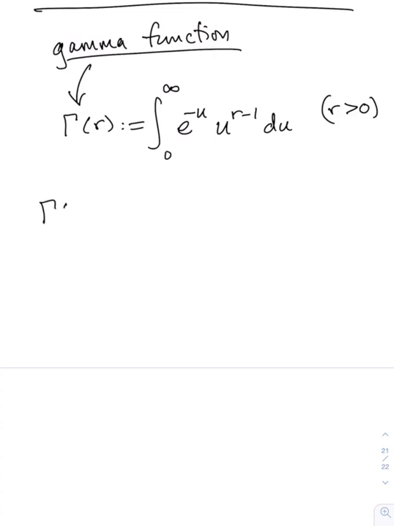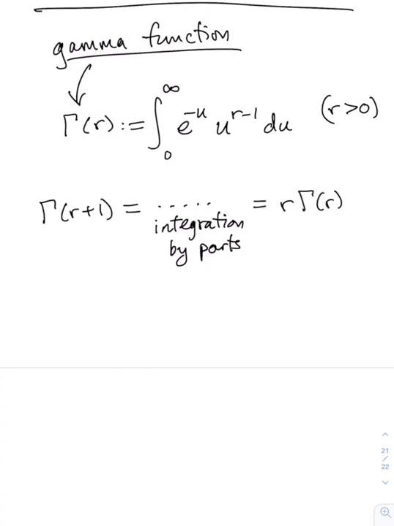Now, if you were to look at gamma of r plus 1, you have this integral, and I'm not going to go through the details. You can look in the book for this, but if you apply integration by parts, you would find that gamma of r plus 1 would reduce to r times gamma of r. And that's a very useful formula for us to calculate values of the gamma function.